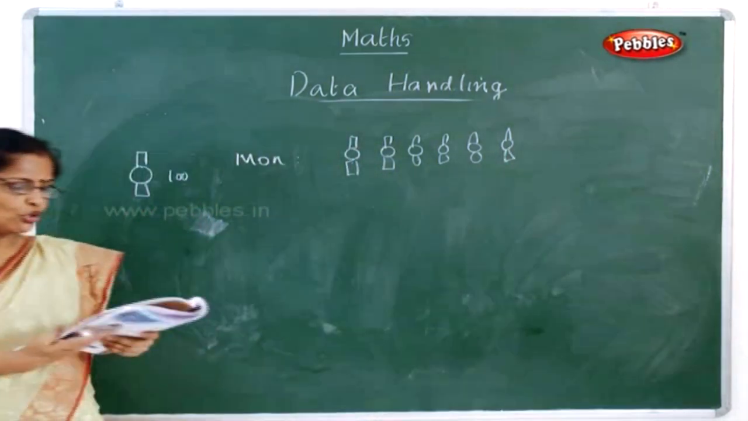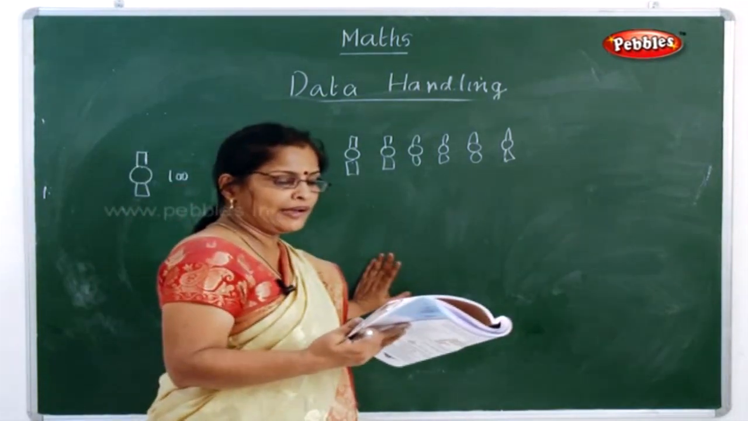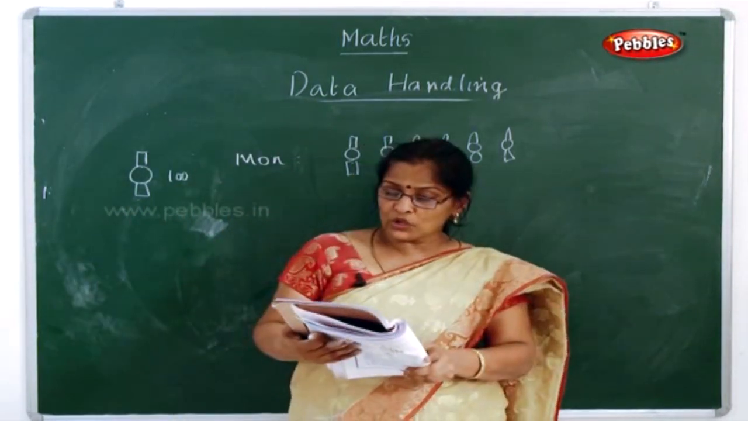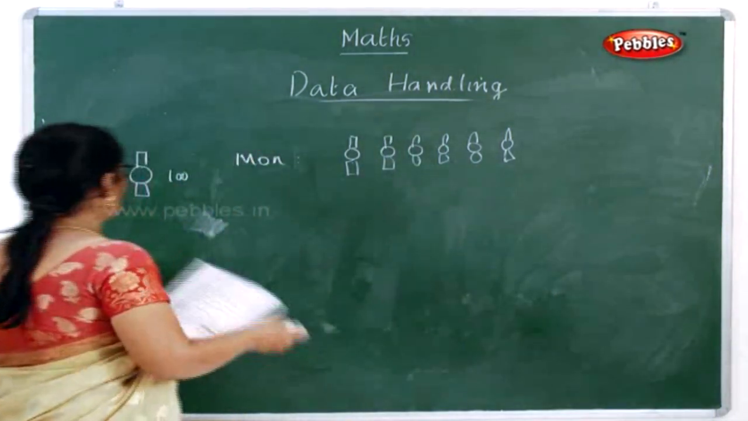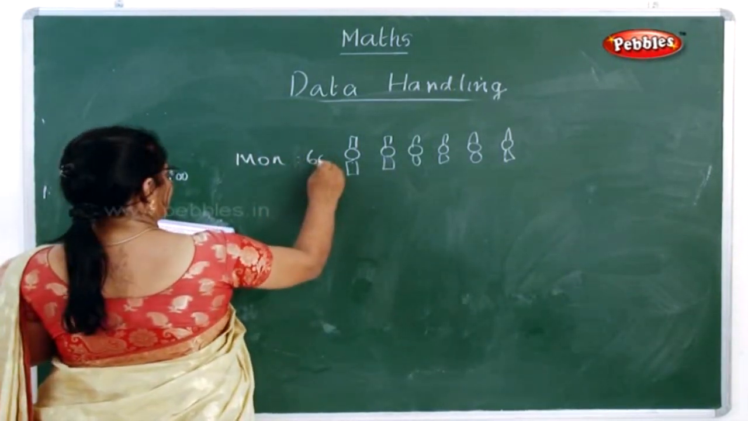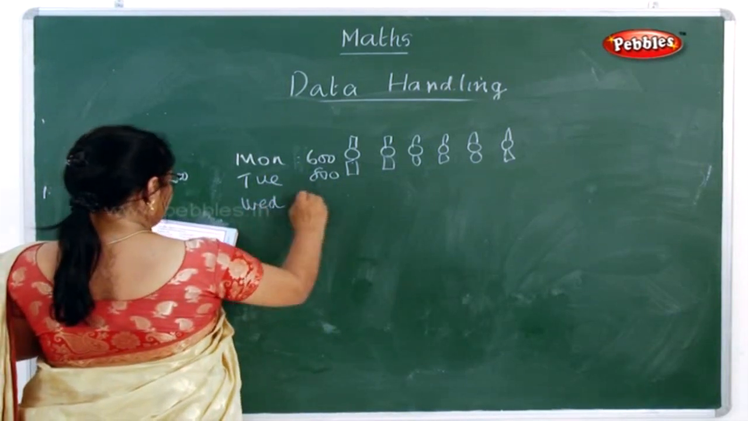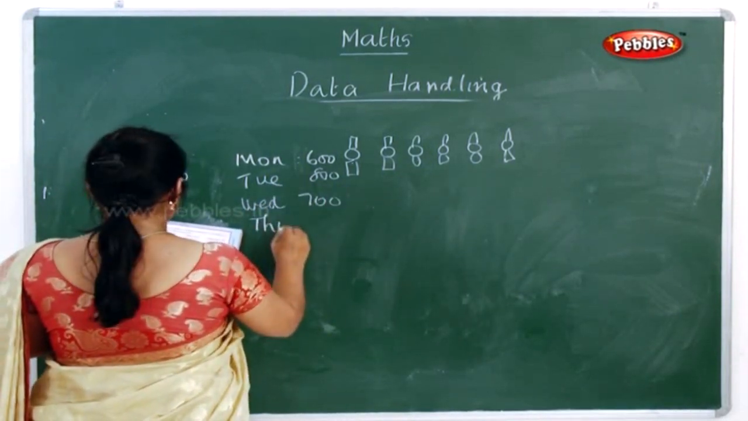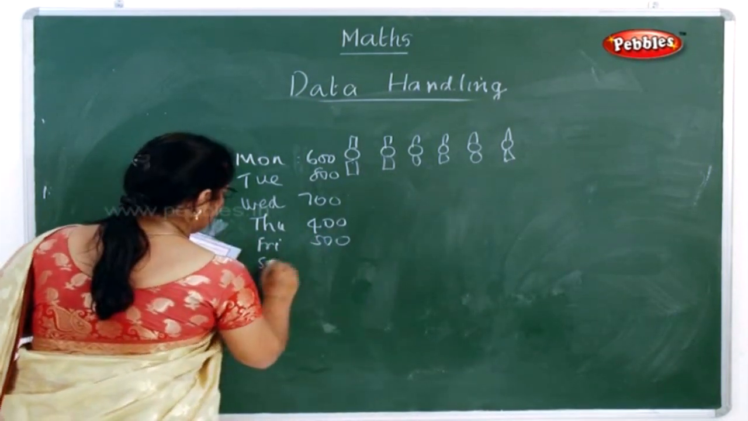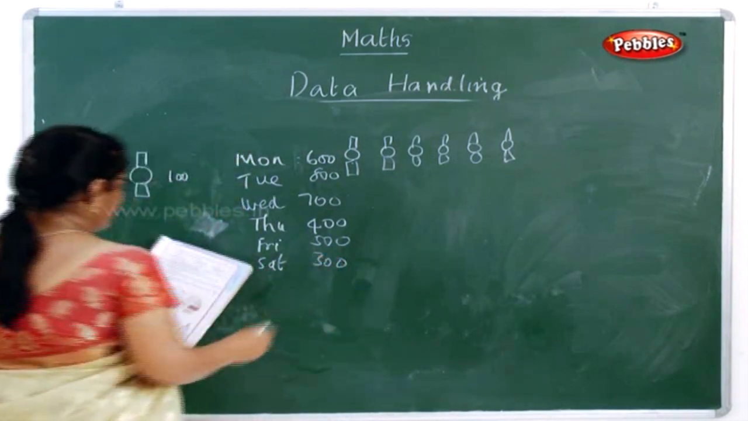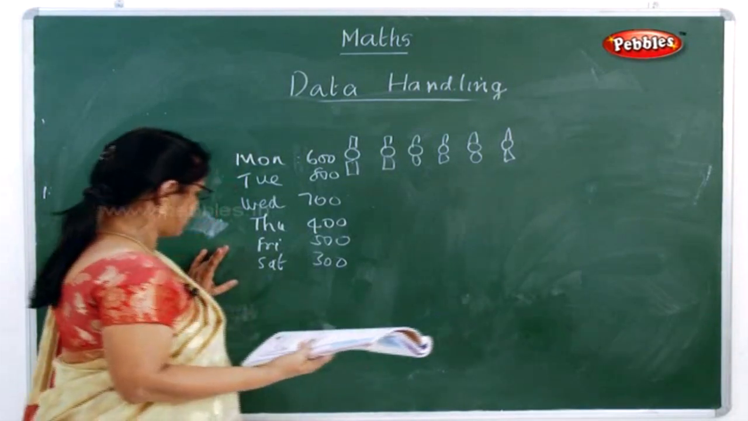Okay, like that you have to draw a pictograph. You have to prepare a pictograph. And after drawing the pictograph, the question asked is, on which day the least number of wrist watches were manufactured? So I told you Monday how many were there? It was 600. And Tuesday it was 800. And Wednesday it was 700, and Thursday it was 400, and Friday it was 500, and Saturday it was 300. Now the question is, on which day the least number of wrist watches were manufactured?